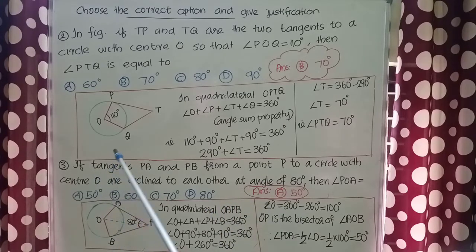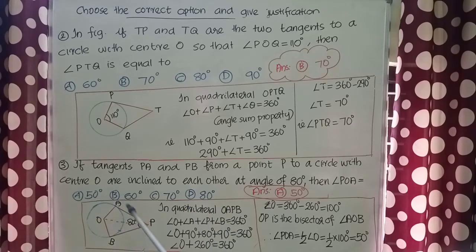Question number 3. If tangents PA and PB from a point P to a circle with center O are inclined to each other at an angle of 80 degree, then angle POA is equal to option A 50 degree, option B 60 degree, option C 70 degree, option D 80 degree.